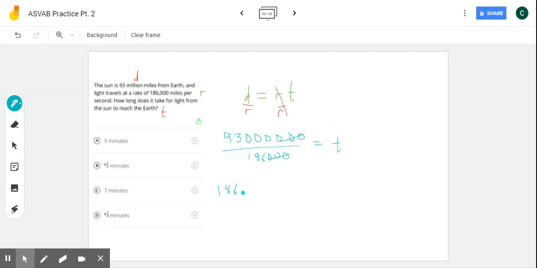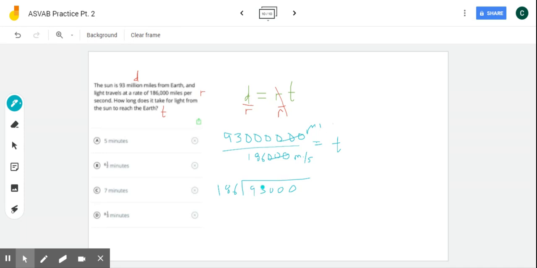So the answer that we get is going to be in seconds, because this is miles and this is miles per second. So we'll have to convert that final answer to minutes when we get it. So 93,000 after we cancel out our zeros. 186 doesn't go into 93, so we look and see how many times does 186 go into 930.